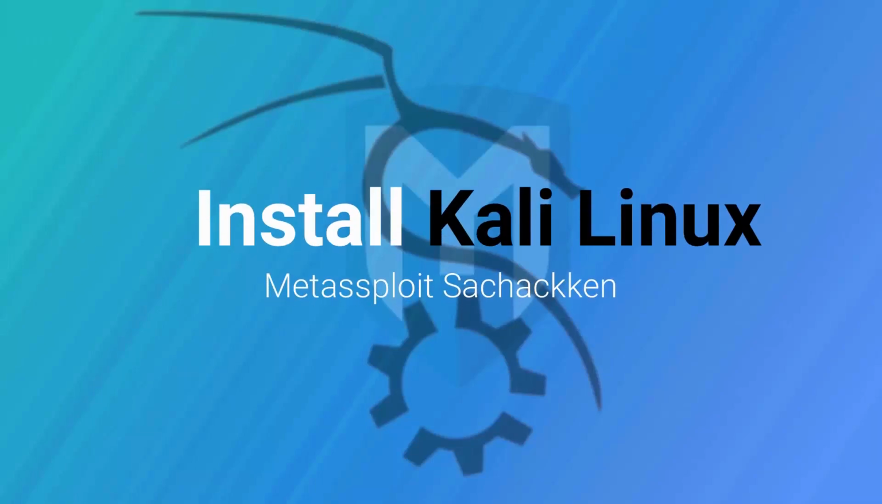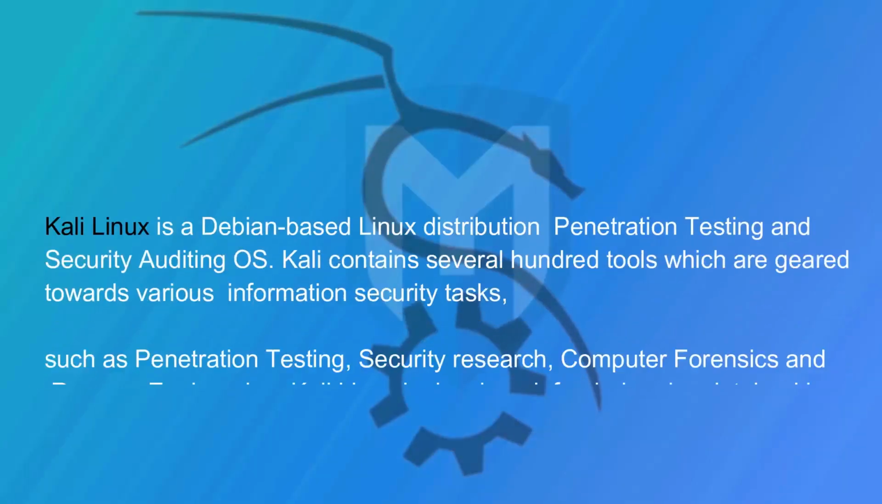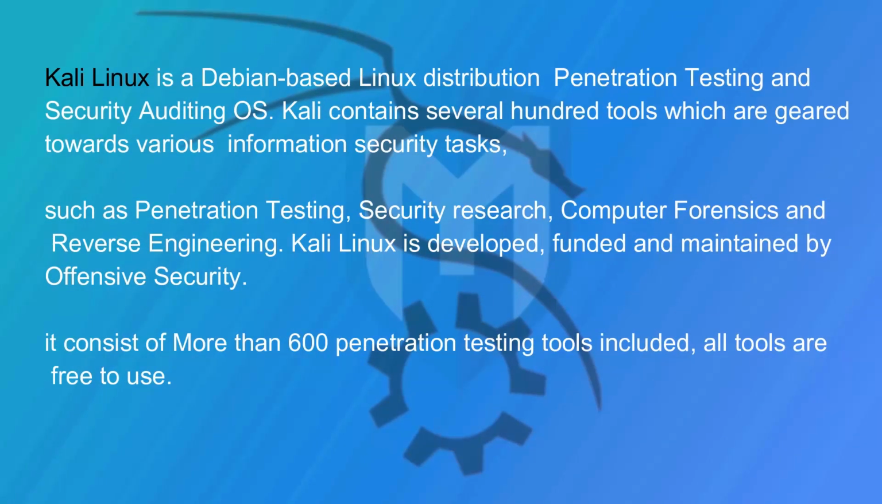In this video, you are going to learn how to install Kali Linux. Kali Linux is a Debian-based Linux distribution, a penetration testing and security auditing OS. Kali contains several hundreds of tools which are geared towards various information security tasks, such as penetration testing, security research, computer forensics, and reverse engineering. Kali is developed, funded, and maintained by Offensive Security. It consists of more than 600 penetration testing tools, and all tools are free to use.